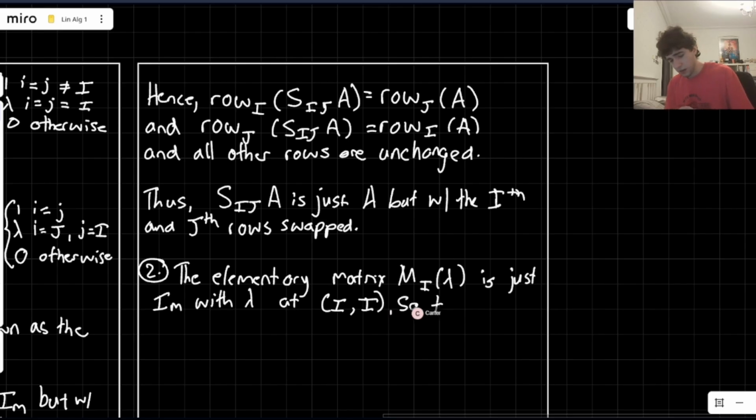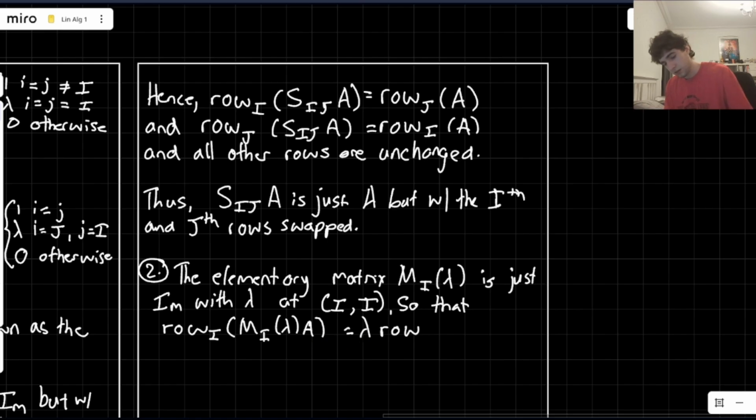And the tangible effect of this is that the ith row of the resultant matrix, when you multiply that elementary matrix by matrix A, is going to be lambda times the ith row of A. That's exactly what you want, because you want the ith row of A to be scaled up by lambda. This is not too tricky to see, because all I have is 1, 1, 1, 1, and then some lambda.